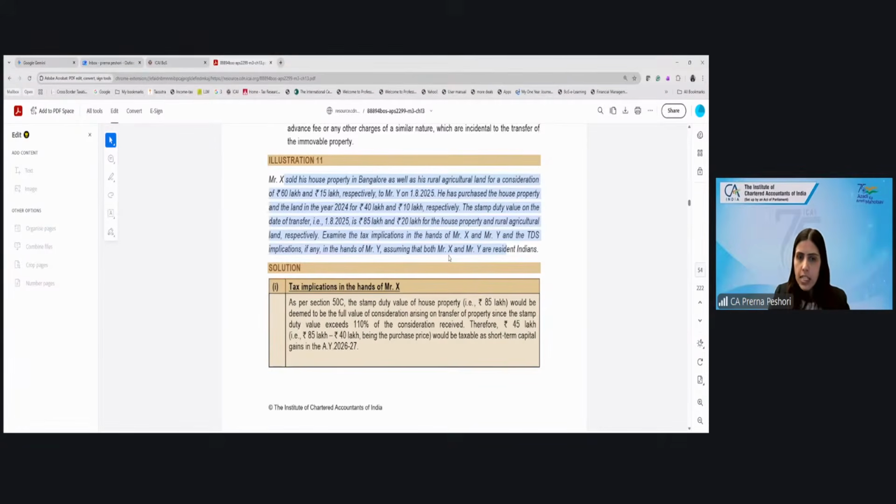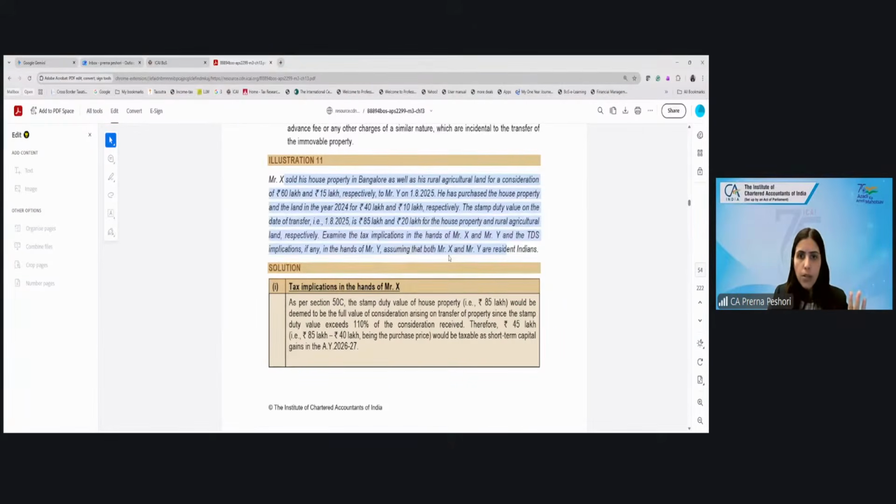So you will see 50C, right? What is the stamp duty value of the property as on the date of transfer? It is 85 lakh. Is it more than 110% of the consideration? The answer is yes. 60 lakh is the consideration. They have sold the house for 60. So is it 110% of 60 lakh? Yes. So 85 lakh will be taken as my full value of consideration.